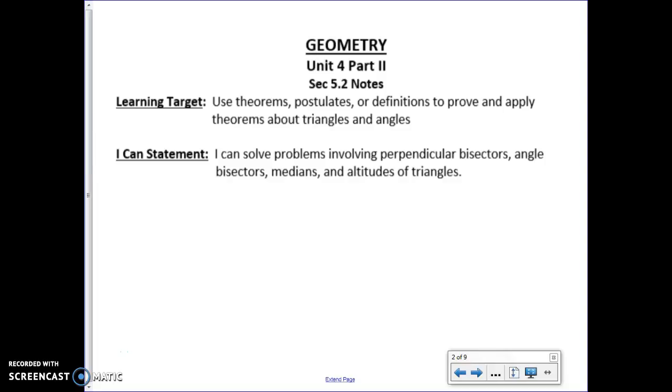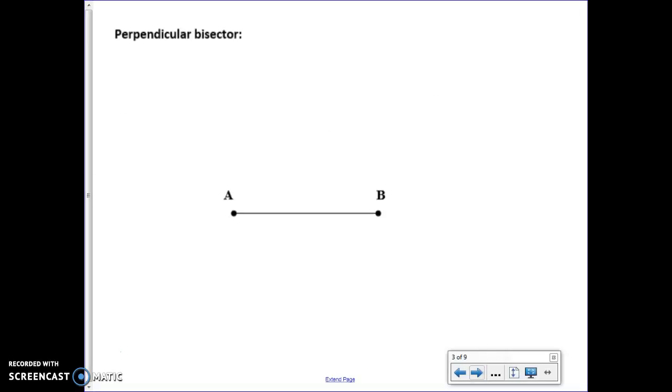Hey guys, in sticking with our theme of pieces and parts of triangles, we're going to talk a bit more about some of these different parts of triangles and how they interact and certain pieces of congruency that we'll see come about. So the first thing we're looking at is a term we should already know, perpendicular bisector.